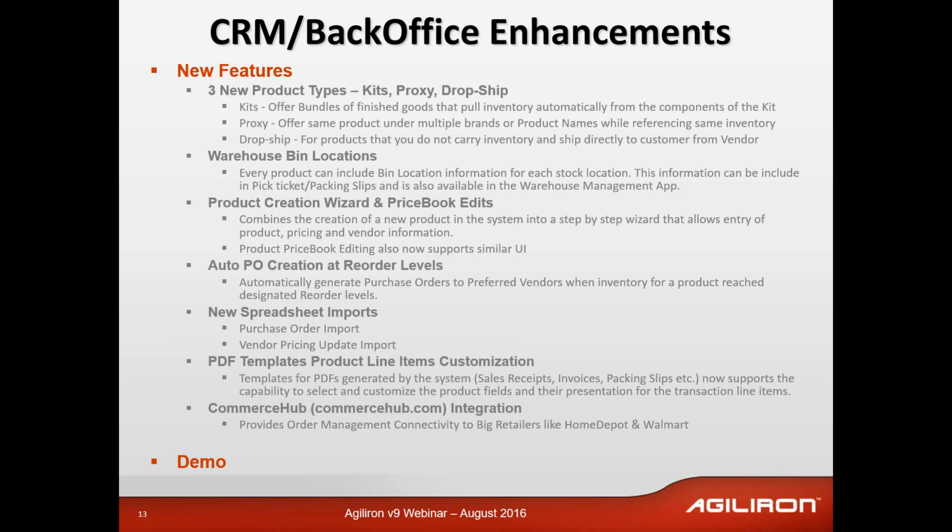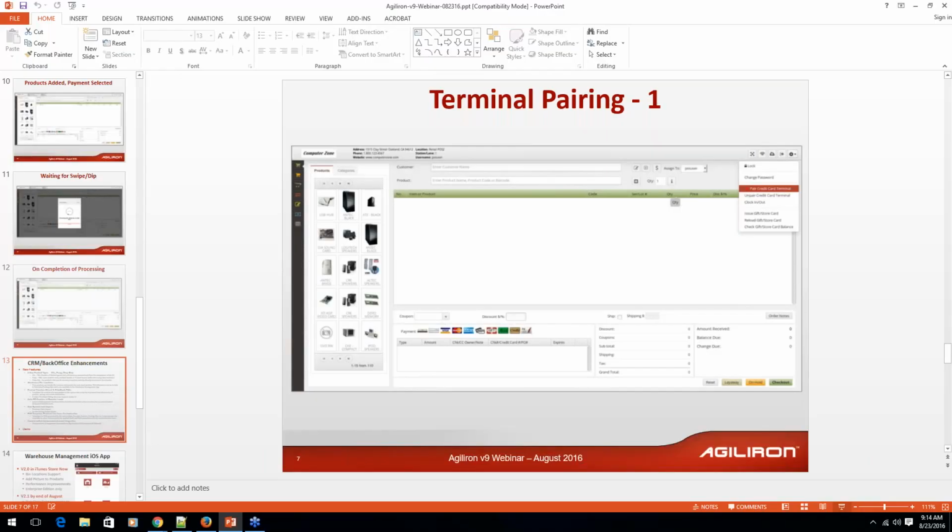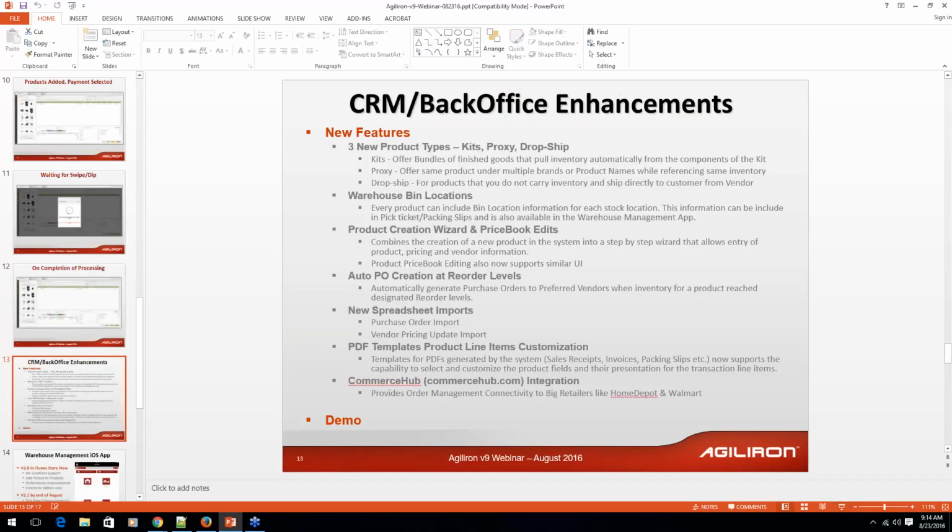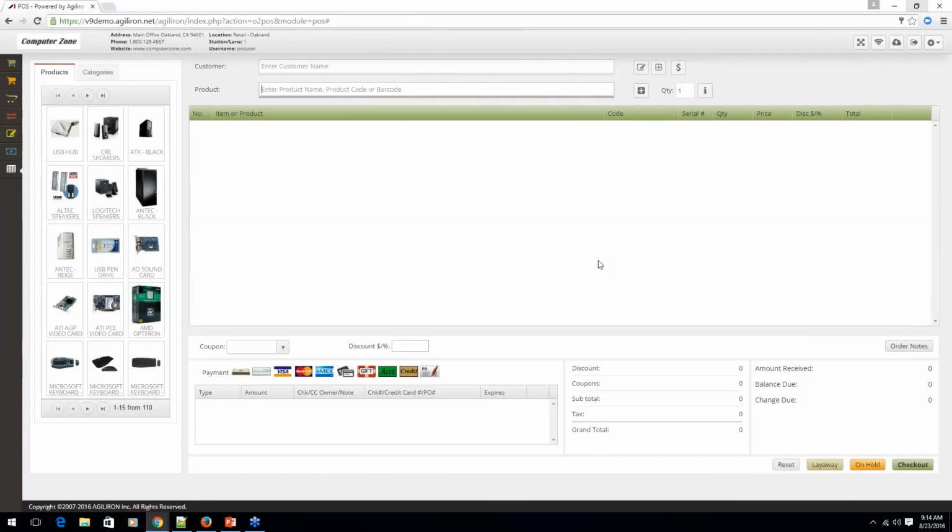The next one is warehouse bin locations. So every product can include bin information now for each stock location. And this information automatically gets included in pick tickets, packing slips, etc. And it is also available in the warehouse management app. So let me just quickly show you a couple of these things.